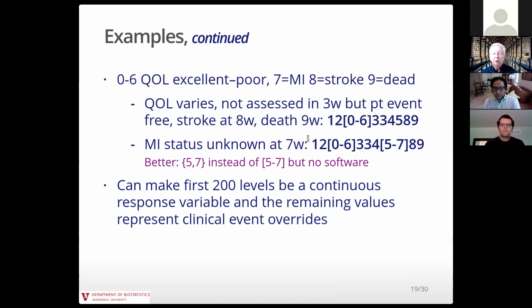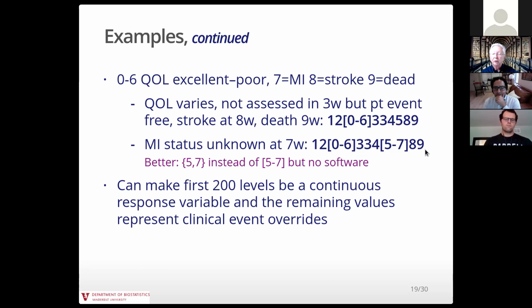What if the MI status was unknown at 7 weeks? Well, the start of this is the same. You've got quality of life level 1, 2, interval censored 0 to 6. Then you've got a 3, 3, 4. And now at week 7, if they didn't have an MI, we actually know that their quality of life is a 5. But we didn't assess the MI for some reason here. So you could say this is interval censored from 5 to 7.